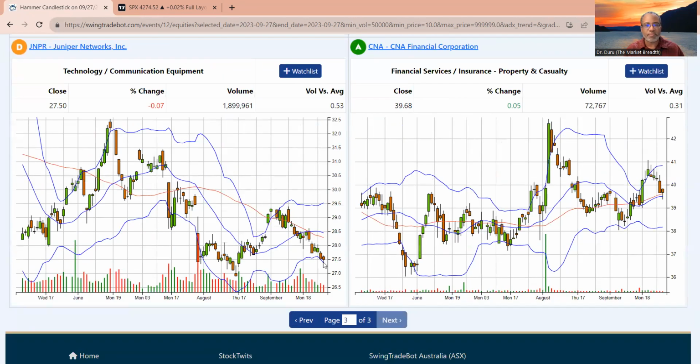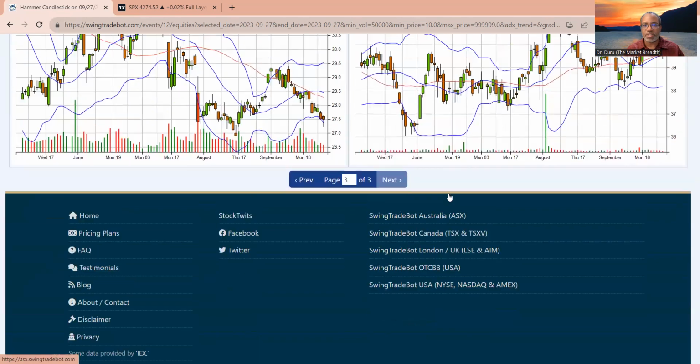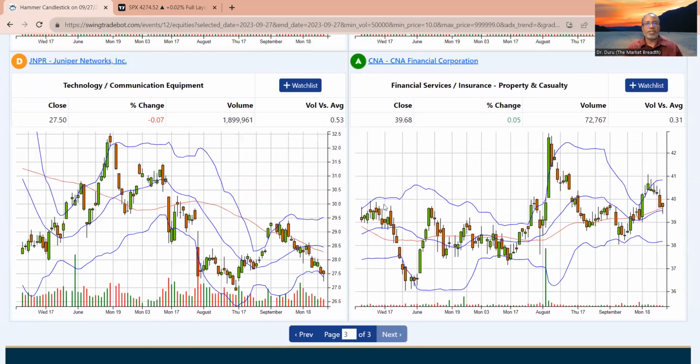Juniper is a stock I'm already in for the long term. I don't think this is much of a tradable hammer. Depends upon your risk tolerance. It could be low enough to this natural support from the August low to trade off of. CNA, financial services, and that is it.